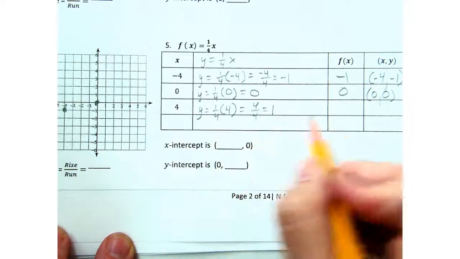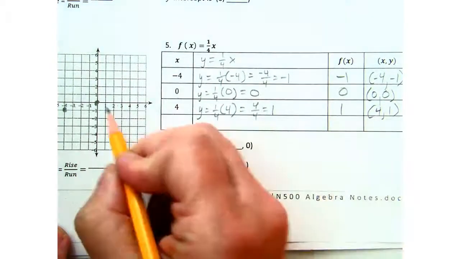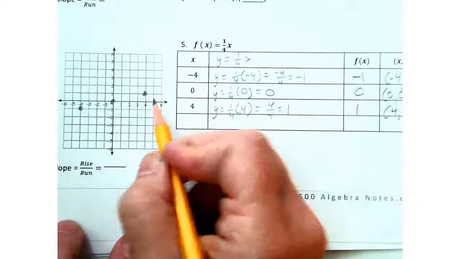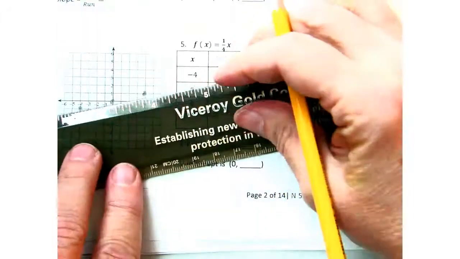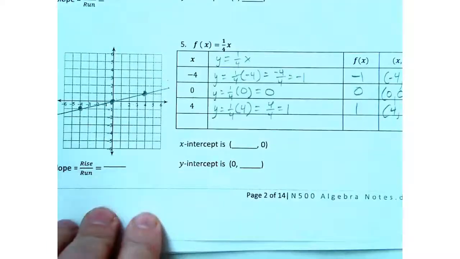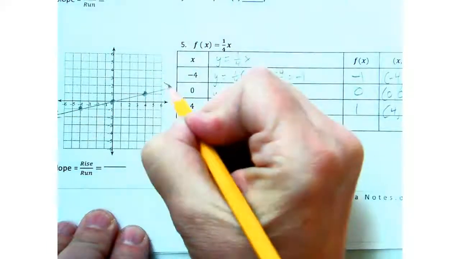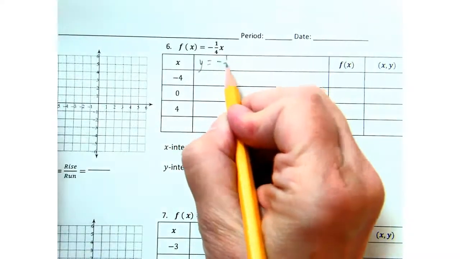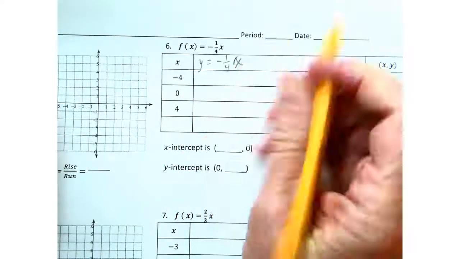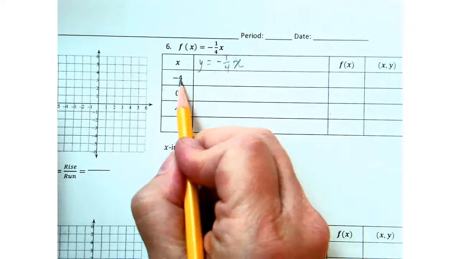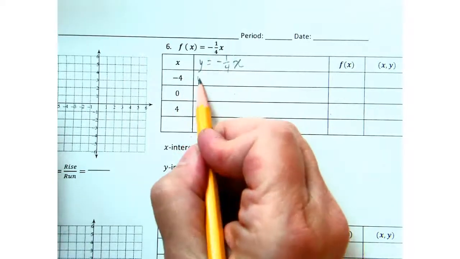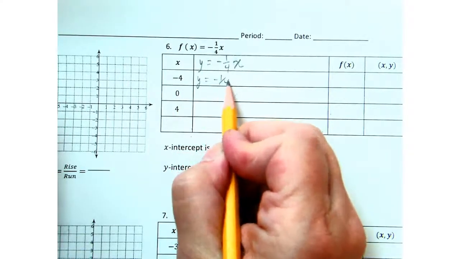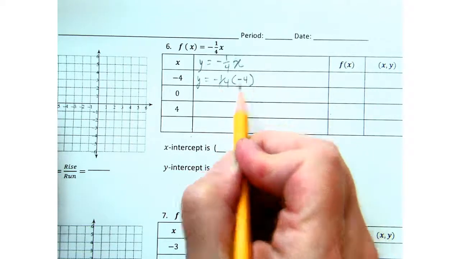Our third point is (4, 1). Graph this point. Use a ruler to draw this line. This line represents all the points for which y equals 1/4 of x. Example 6. Y equals -1/4 times x. Once again, we use the denominators to replace x. For y equals -1/4 times -4.